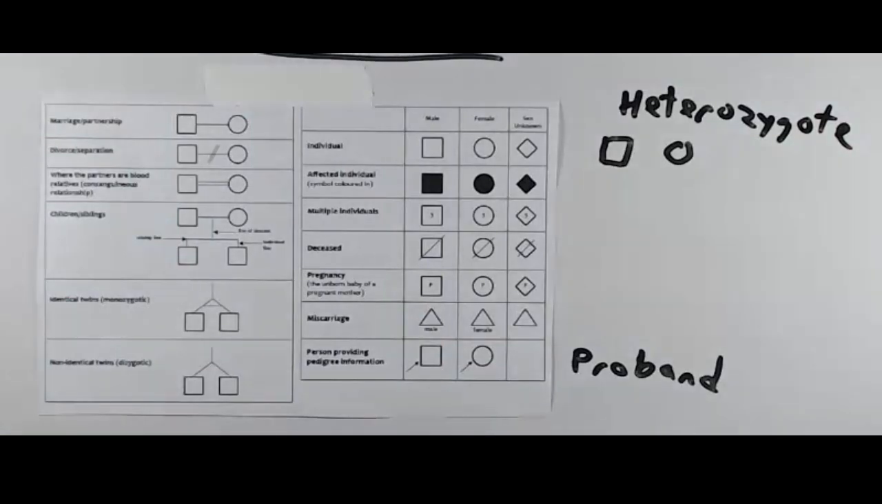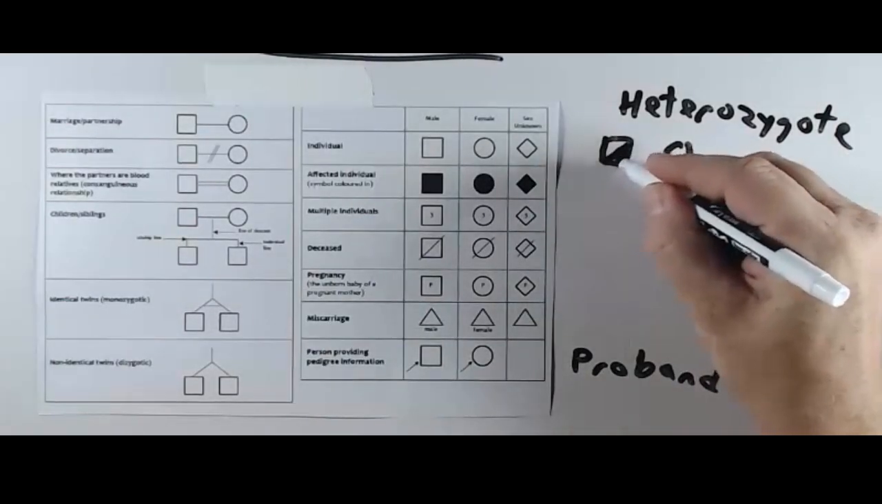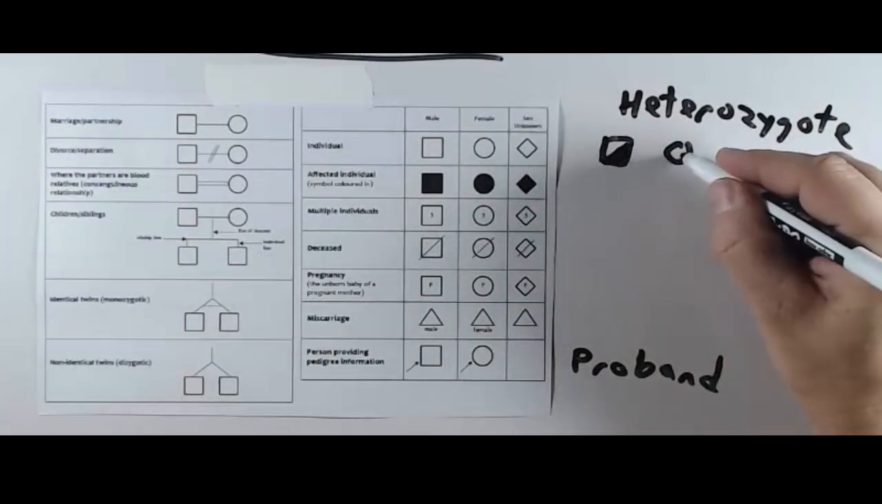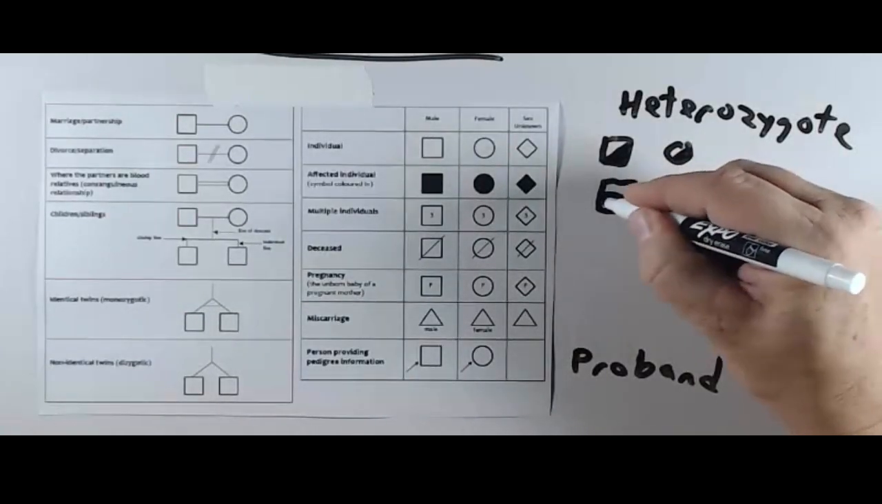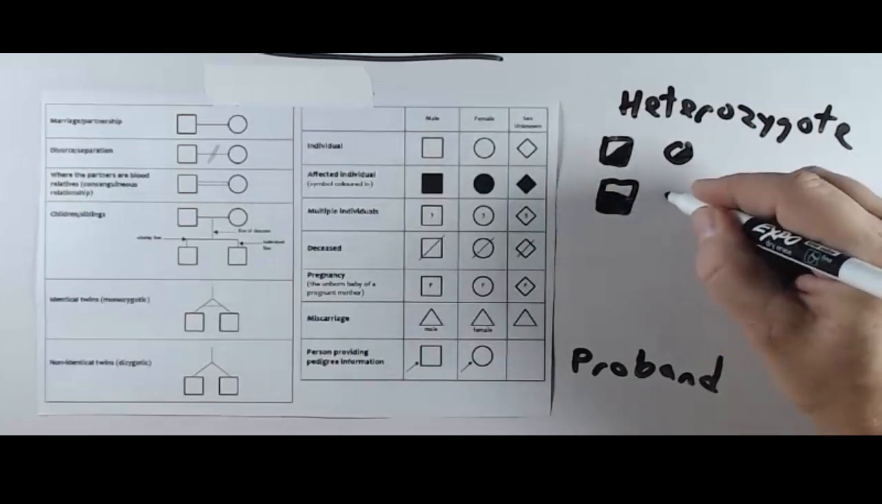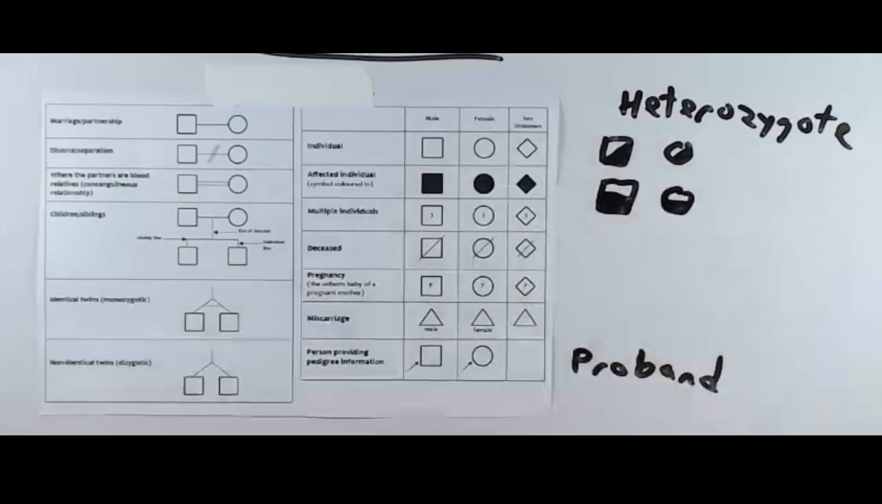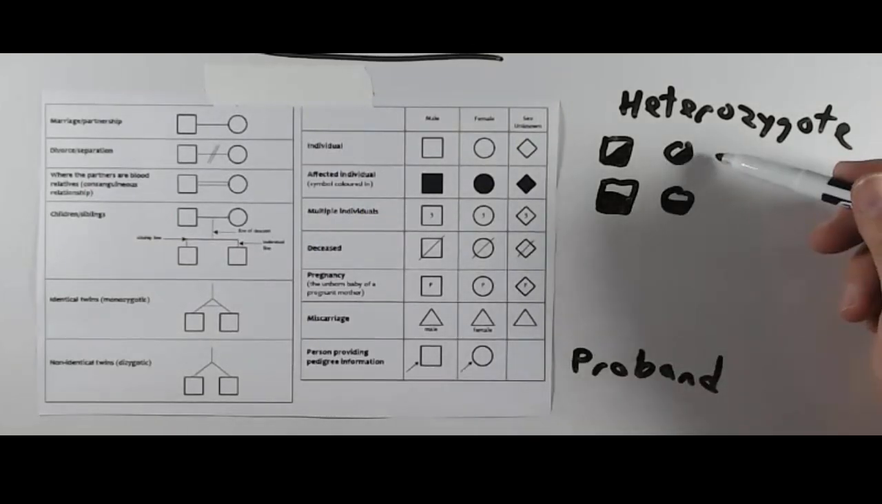If the person is known to be a heterozygote, half of the individual will be shaded in. Sometimes it's shaded in at the diagonal on some pedigrees. Sometimes it's shaded in at the horizontal, like so. Either would be acceptable.